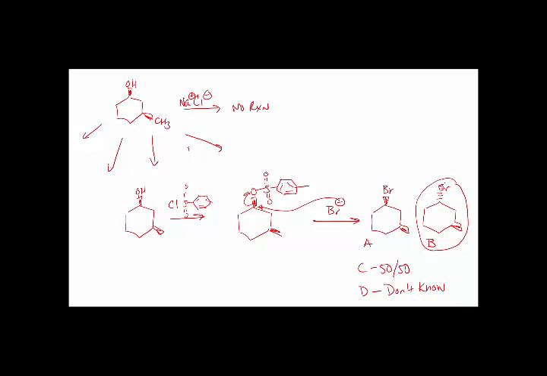Could you repeat what inversion was again? SN2 will lead to inversion. SN1 will lead to 50-50. And the retention is what you're going to get with those SOCl2s and PBr3s.